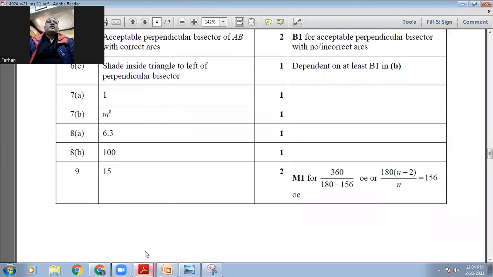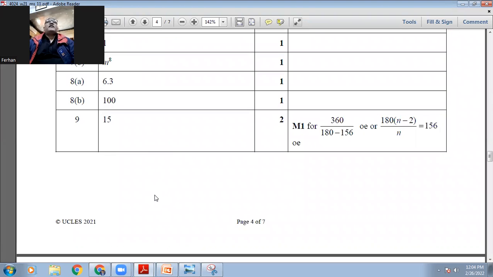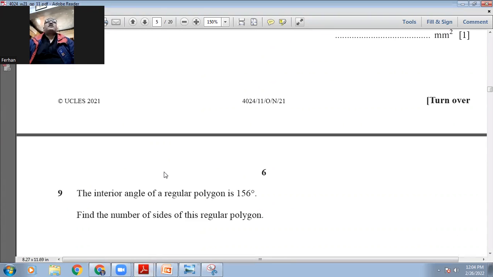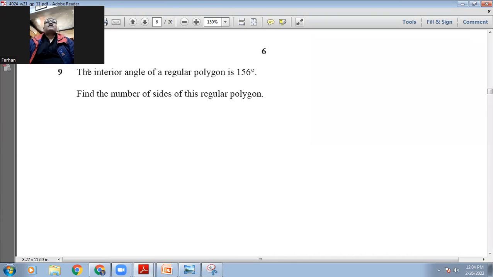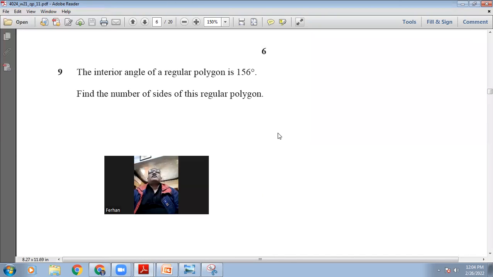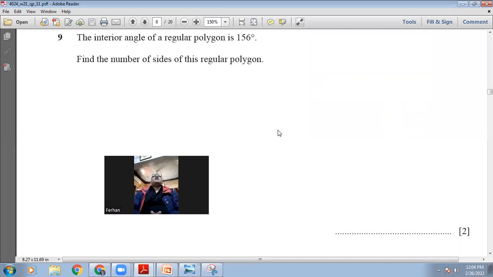Okay. So let's check the answers first of all. Yeah, question number 8, A and B part, our answers are right. Okay, so let's move to the next question. The next question coming up on your screen is, he says, it's a 2 marks question. The interior angle of a regular polygon is 156 degrees. Find the number of sides of this regular polygon.